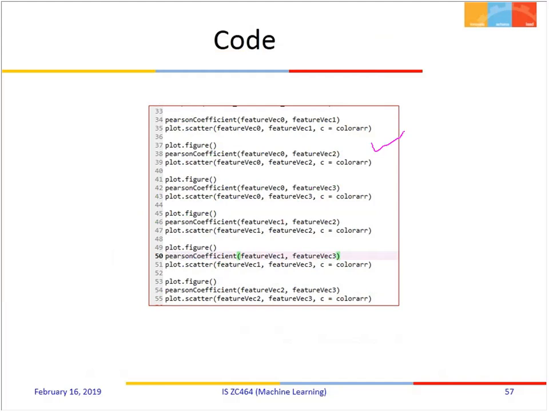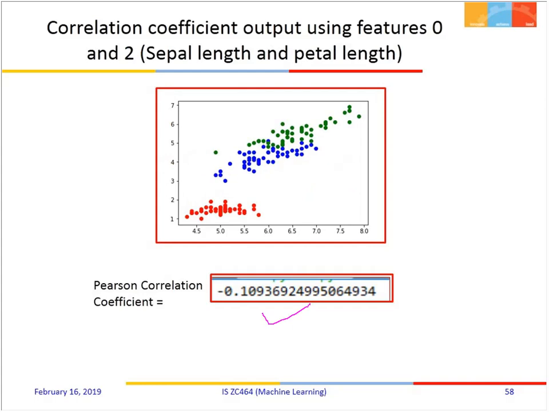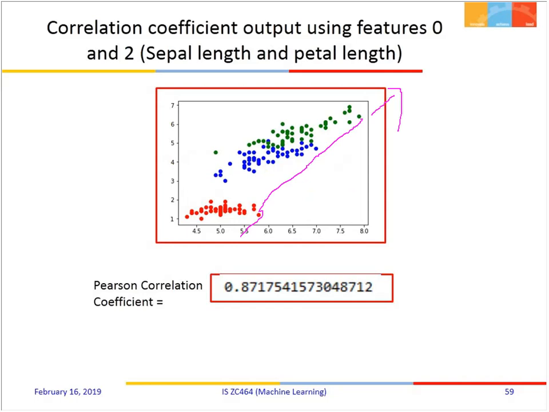So the Pearson coefficient is used for finding the correlation between 2 attributes. Say for example, here the Pearson coefficient is minus 0.1. It is a very small correlation, right? Sepal length and width have a very small correlation. And the scatter plot is this, right? This one has a strong correlation. When one value increases, another value decreases. So sepal length and petal length could be even more redundant information to classify. 0.87 is very high.